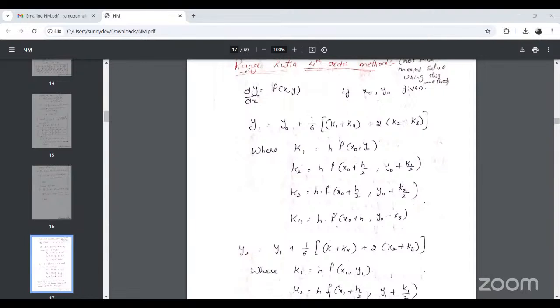In the examination, the compulsory question for the long answer is the Runge-Kutta fourth order method. So K1 equals h into f of x naught comma y naught, and K2 is h into f of x naught plus h by 2 and y naught plus K1 by 2. Then y2 becomes similarly y1 plus 1 by 6 into K1 plus K4, and again we need to find all the values. So this is important for the examination.